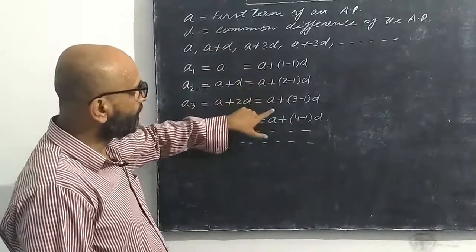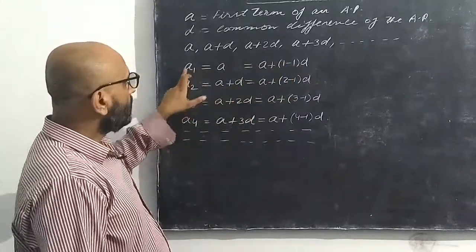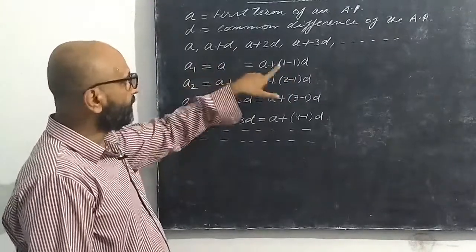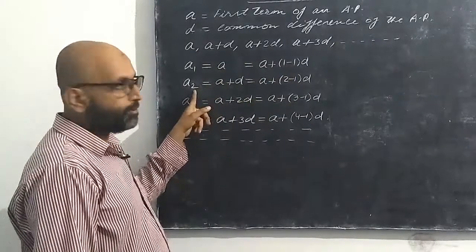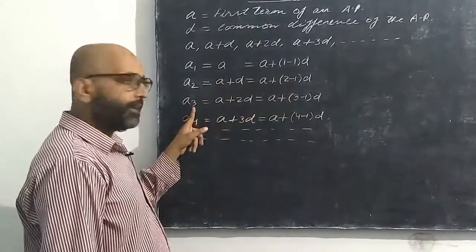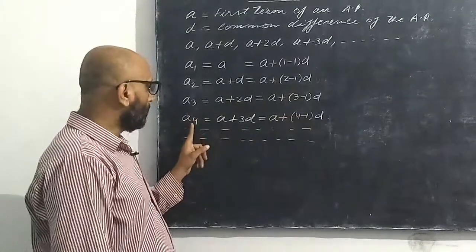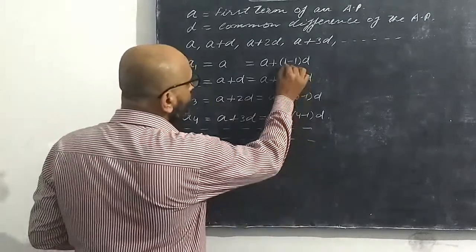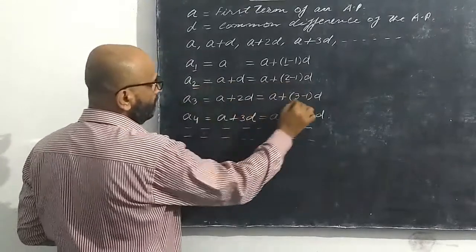plus constant, and in the next term in the bracket the coefficient of d is the order of the term minus 1. The order of the term is 1, so there is 1 minus 1. Here order of the term is 2, there is 2 minus 1. Here order of the term is 3, so the coefficient is 3 minus 1. Order of the term is 4, the coefficient is 4 minus 1. That means this number is exactly the same as the order of the term.